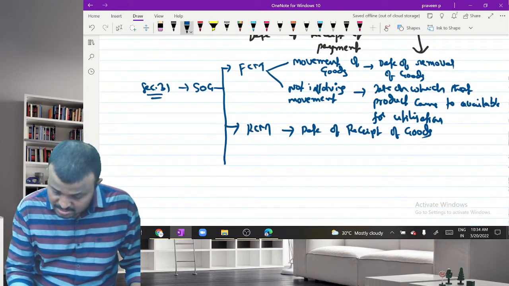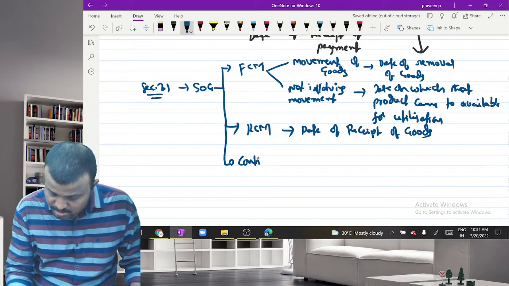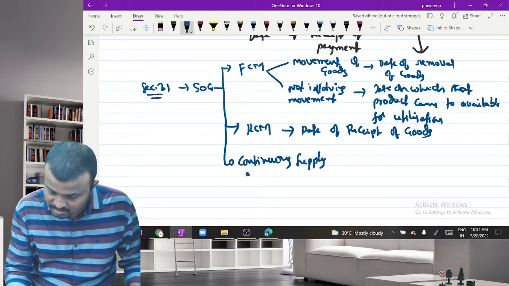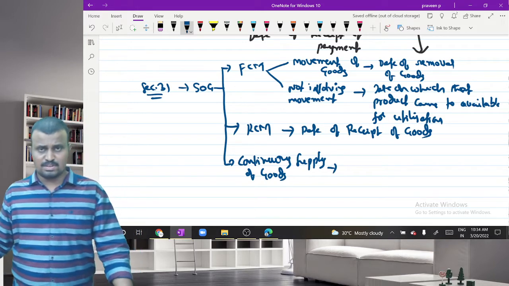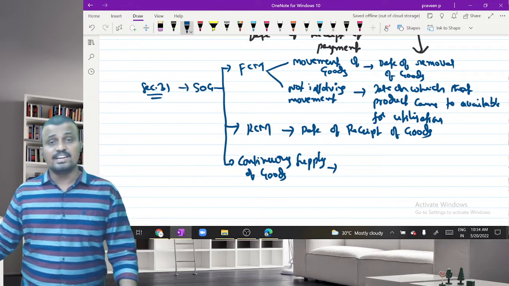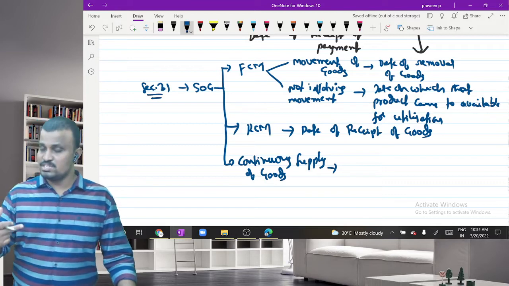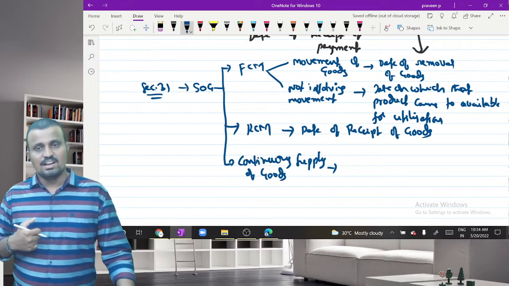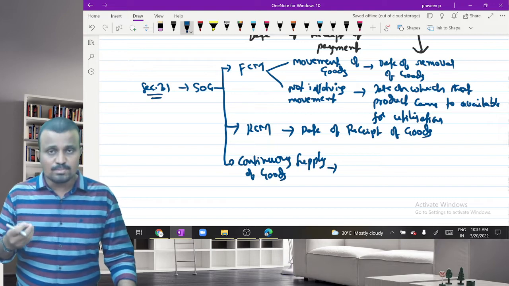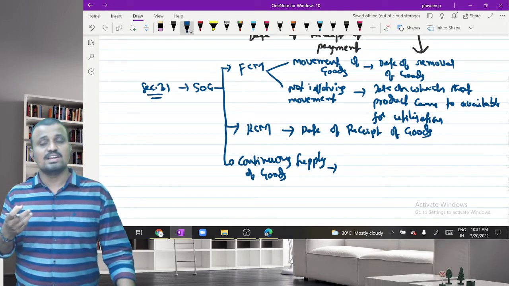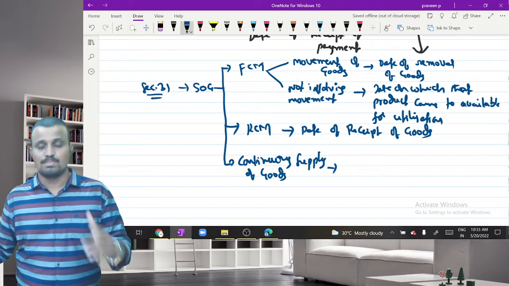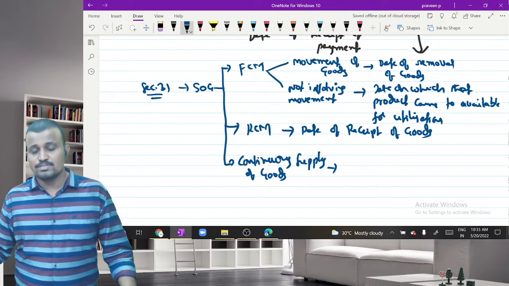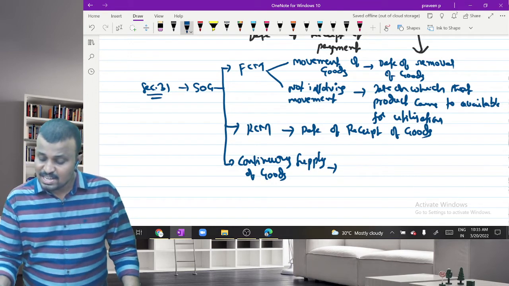And another one is in case of a continuous supply of goods. So what is meant by continuous supply of goods? If the supplier agreed to supply the goods continuously or on a recurring basis through any mode, where the payments are agreed to be received on installment basis, it is said to be a continuous supply of goods. So in that case, what is the last date?